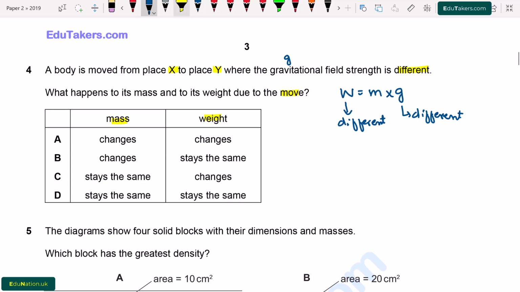Now we see the options. Option A, changes. B, changes, stay the same but the weight changes. So option B is incorrect. C, mass stays the same and weight changes. So this option is correct.